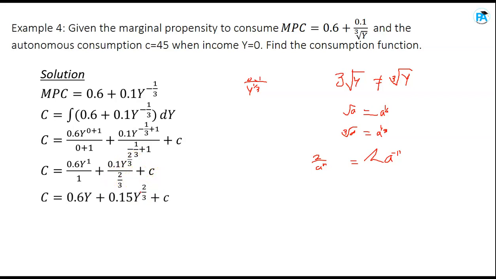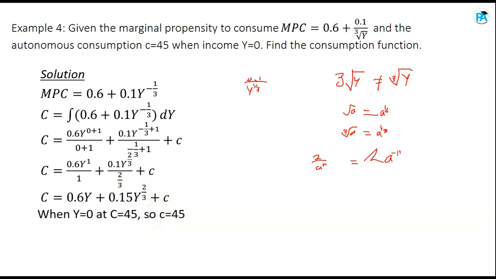So it gives you 0.6y. 0.1 divided by 2 over 3 will give you 0.15. I convert it to decimal because the question itself is already in decimal form, so I decided to convert this part to decimal. If it's in fraction, you can leave everything in fraction. So 0.1 divided by 2 over 3 gives me 0.15 times y exponent 2 over 3 plus c.